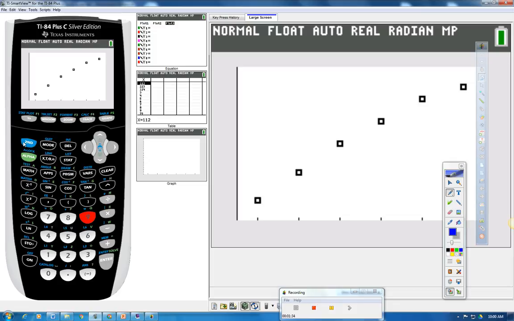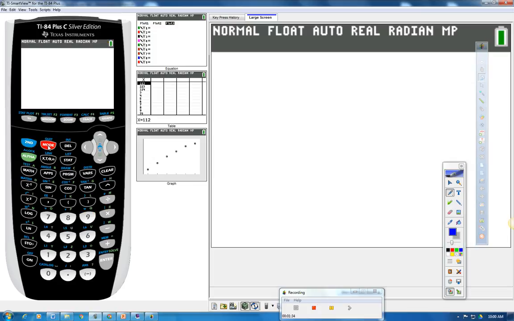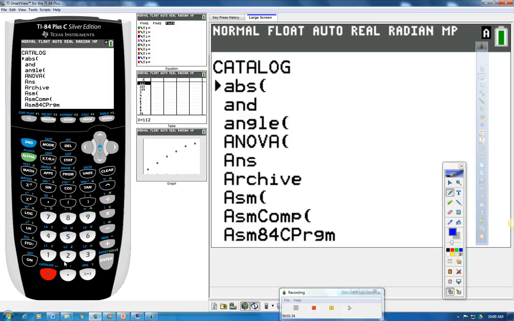I want to then make sure that my diagnostics are on, just in case you've borrowed someone's calculator. I'm going to go back to the home screen. On the home screen, I'm going to hit second catalog. I do not have to do this every time. If you did it yesterday, then you would not need to do it today. This is a catalog of every function in my calculator. I'm going to go down to D.